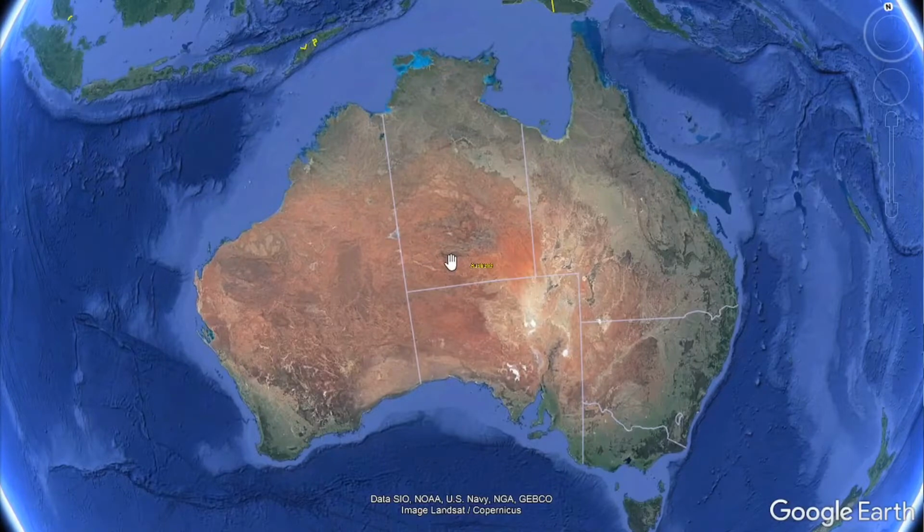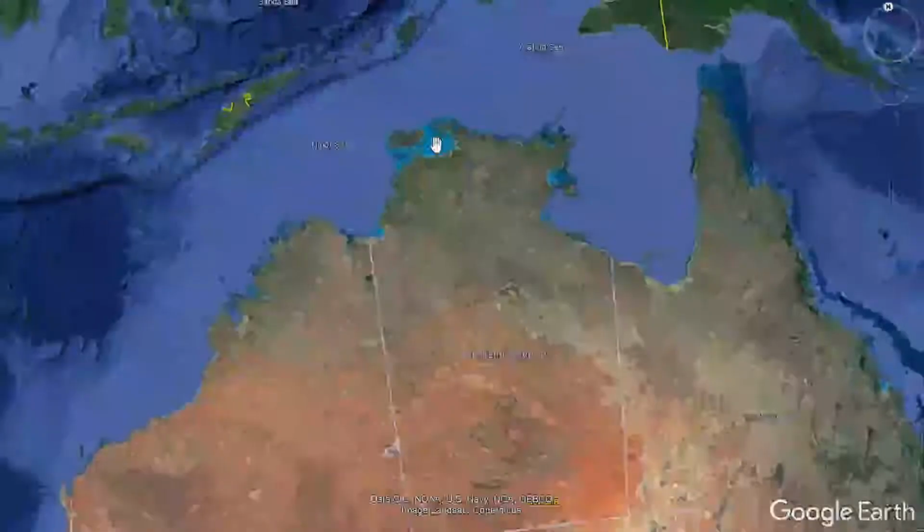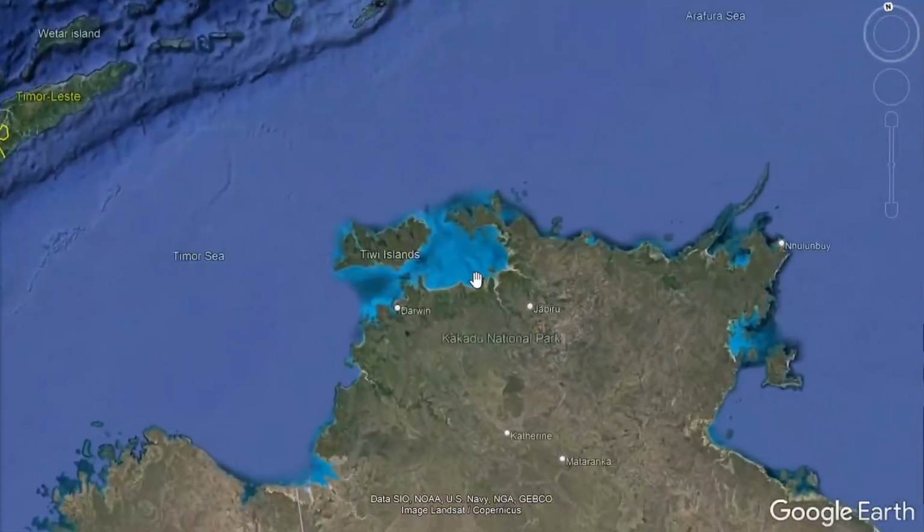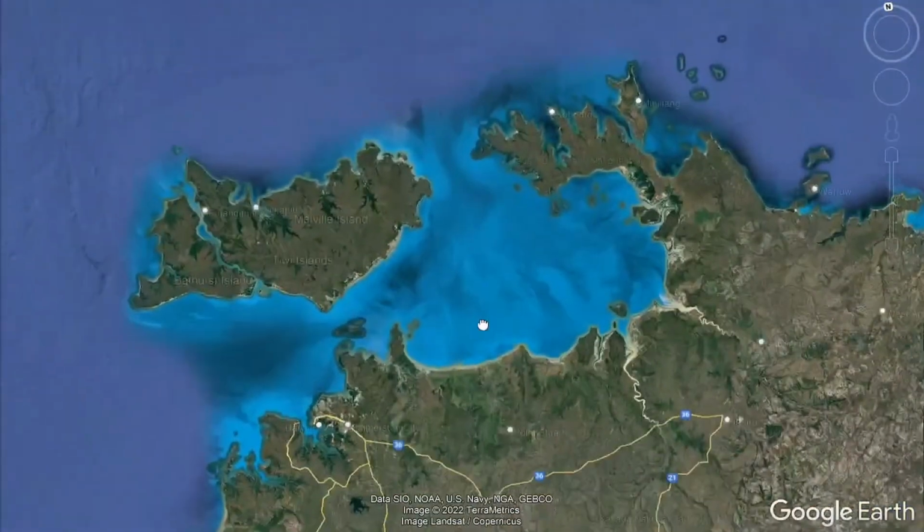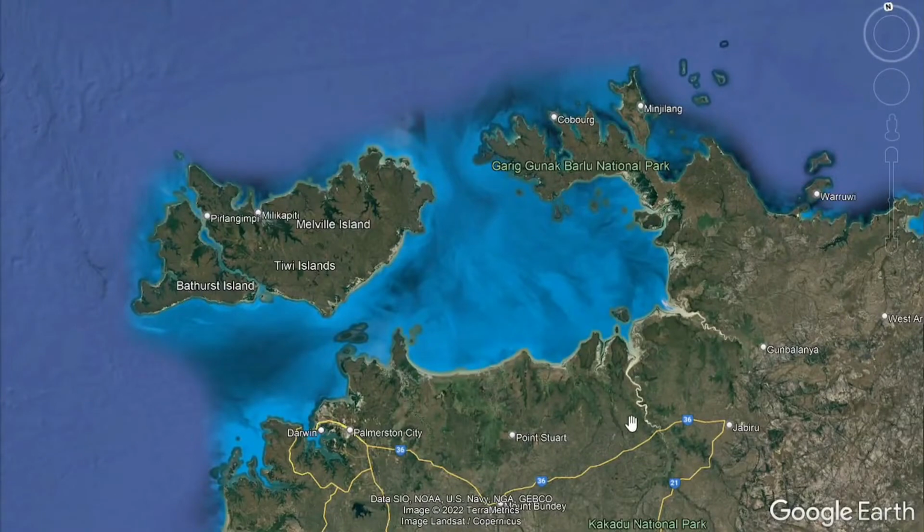In this episode, we will be exploring Northern Australia. We will be taking off from Darwin, heading east towards Point Stewart, all the way around this way, and then we'll be having a look at the Cape Den Lighthouse, which is here. Then we'll fly towards Melville Island, Bathurst Island, and back down to Darwin.